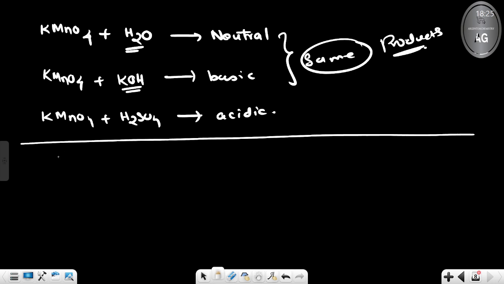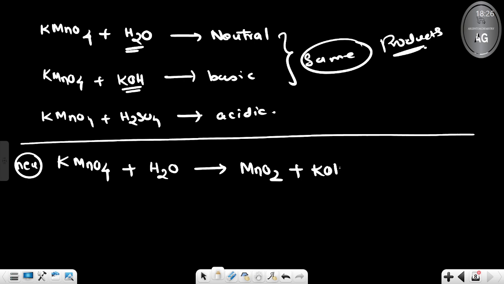Okay, see, KMnO4 plus water, in neutral medium. In neutral medium, your product will be MnO2 plus KOH. Always remember, if on the right side you have water, on the left side you will never have water. And on the right side if you don't have water, the left side you will definitely have water. So here you are having water on the left side, so on the right side no water molecule is produced and 3 oxygen will be produced. Clear?